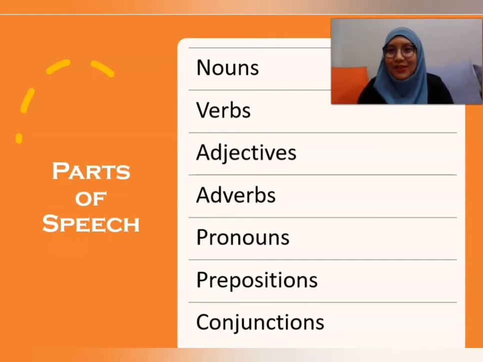Let's look at parts of speech. I've taken only the main ones. The major ones that we need are, of course, number one, we start off with nouns. The second one, verbs, the most important part of every sentence. Then we move on to adjectives, adverbs, pronouns, prepositions, and finally conjunctions. I will try to make them as simple as possible so that you don't get confused and it's easy for you to memorize and remember all the important points.